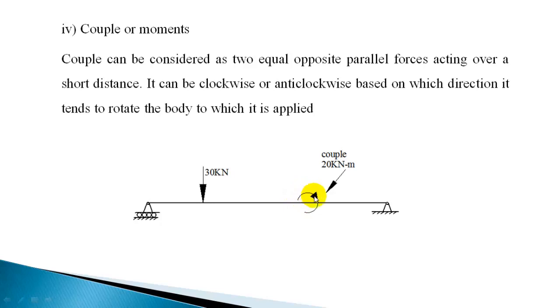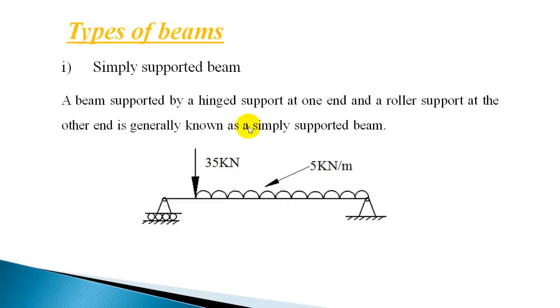So in this case, it's a clockwise couple. In the moment summation, you can take plus 20 kilonewton meter, but in force summation, you should not consider this couple because it's two equal, opposite, parallel forces. One force is plus, the other force is minus of equal magnitude, then the summation will be 0, but it will produce a rotating tendency. Now let us discuss the different types of beams.